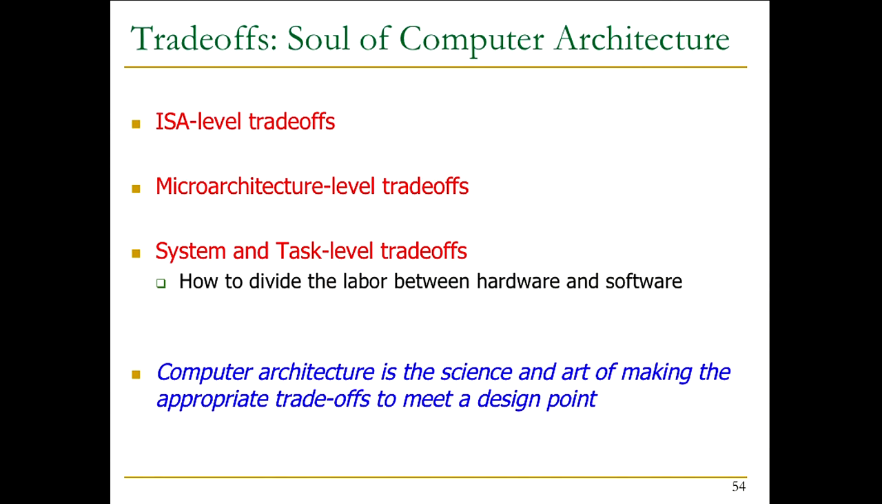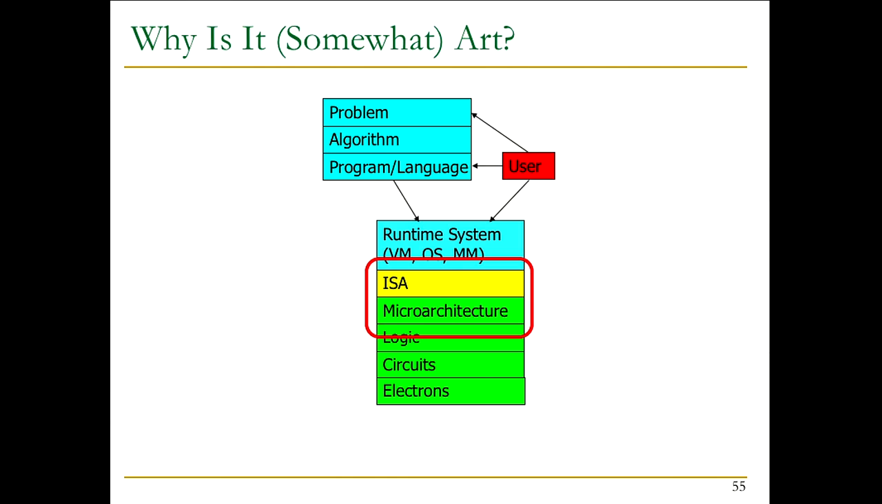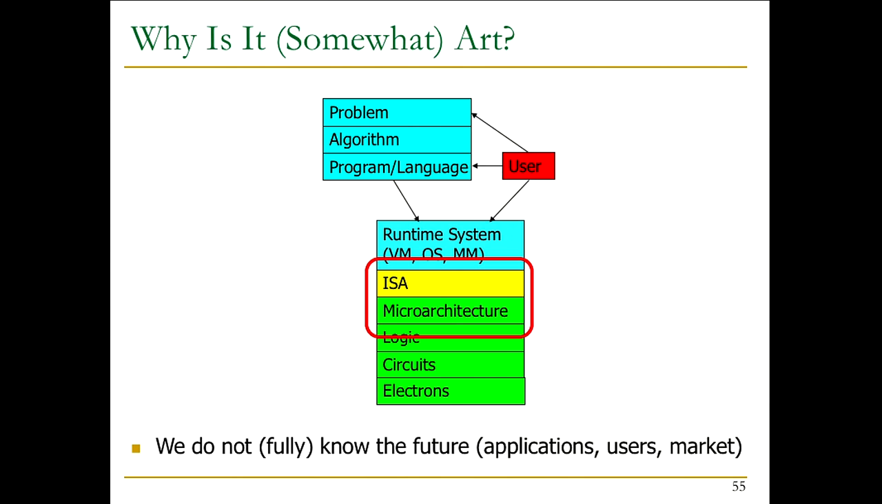So the soul of computer architecture is really about the trade-offs. And you can make these trade-offs at many levels. I've just given you ISA level trade-offs, and we've also talked about microarchitecture level trade-offs. There are also system and task level trade-offs, how to divide the labor between hardware and the software, right? And computer architecture is really the science and art of making the appropriate trade-offs to meet a design point. And there's no single best way, if you will. Why art? Hopefully it's obvious by now. Because we don't really fully know the future, right? Even the present, we may not fully know, right?